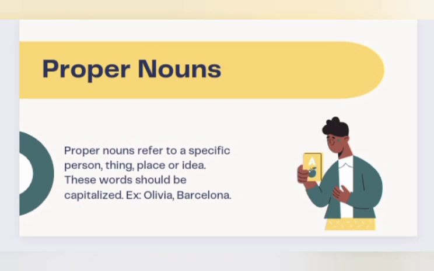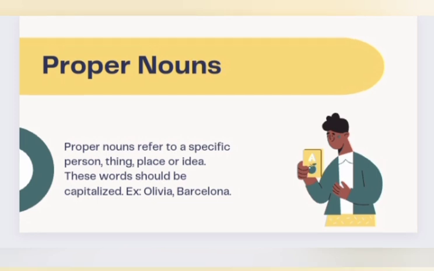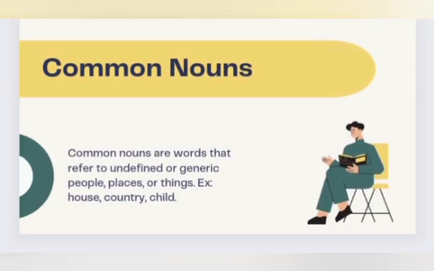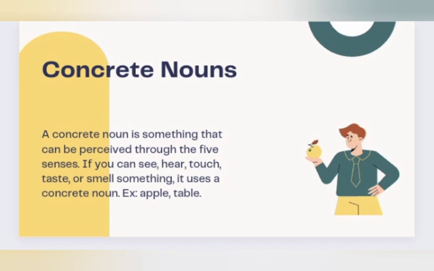Proper nouns. Proper nouns refer to a specific person, thing, place, or idea. These words should be capitalized. For example, Olivia, Barcelona. Common nouns. Common nouns are words that refer to undefined or generic people, places, or things. Example: house, country, child.